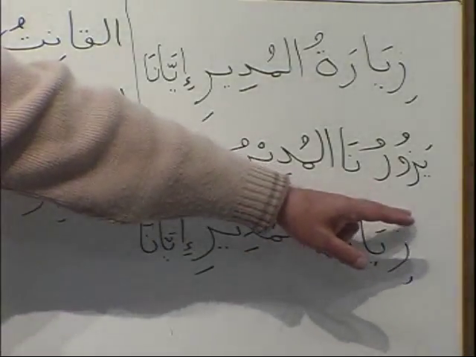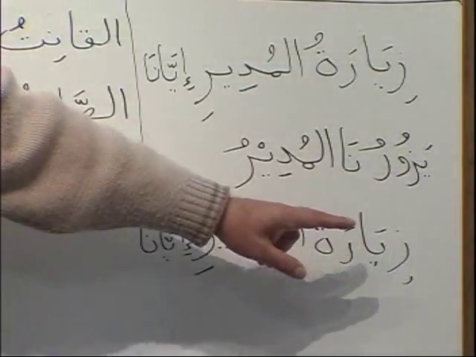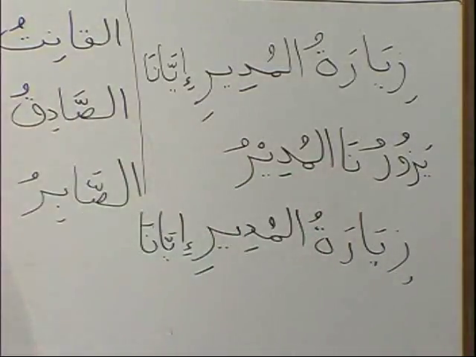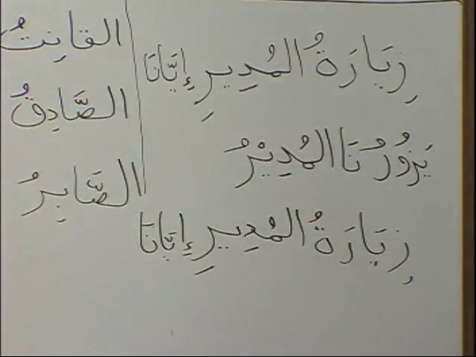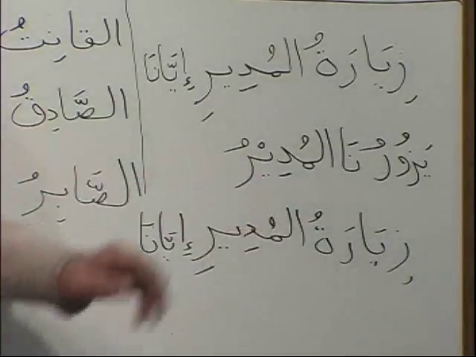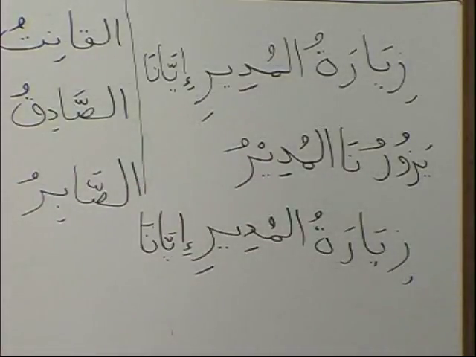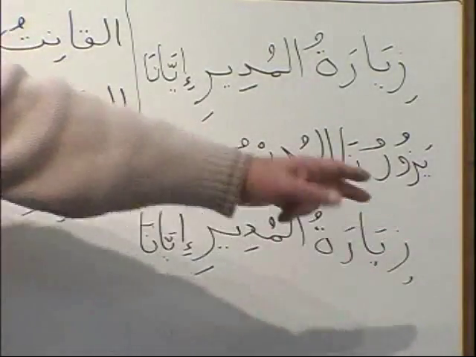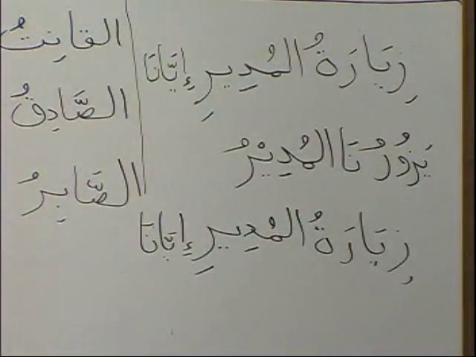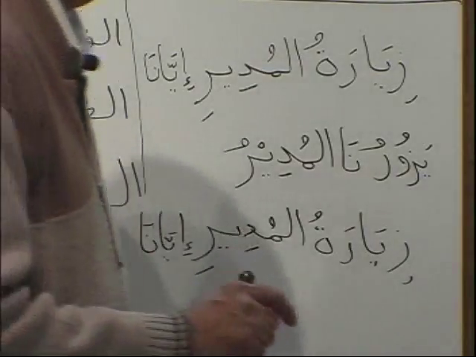Example, yazuruna al-mudiru. You can also say, if you want to, yazuru al-mudiru iyana, but the better will be yazuruna al-mudiru. So what is al-mudir? Fa'il. But when you change yazuru into ziyara, then it became ziyaratul mudiri iyana. The visit of the mudir to us.